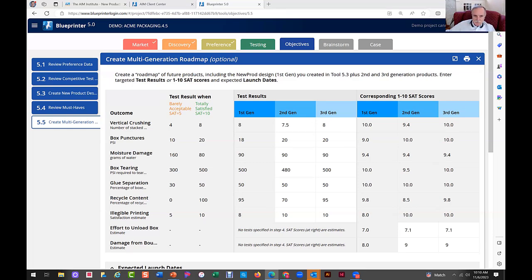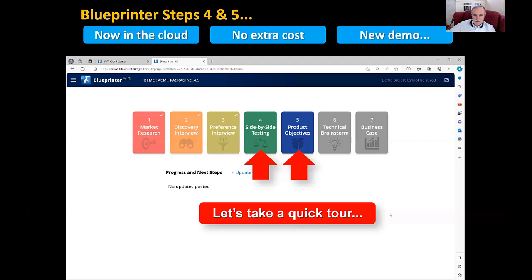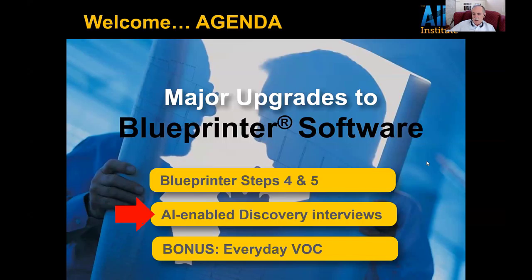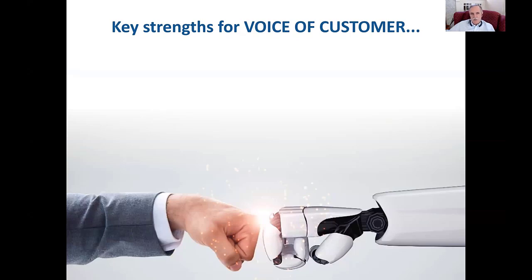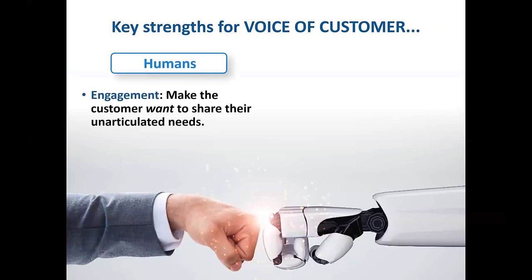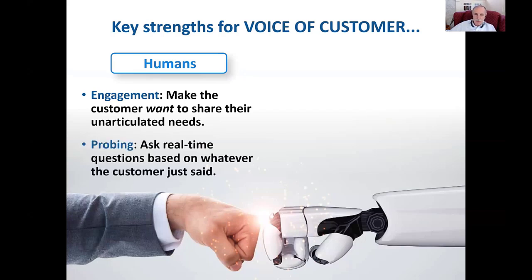Let me now, though, go back to the PowerPoint slides, and let's talk about the next topic, AI-enabled discovery. And Scott's going to give us a little tour of this in just a minute, but let me give you the background on this. So what are humans really good at? Well, we're pretty darn good at engaging other humans. You know, when you really show interest in your customer, they just want to tell you more. So that's pretty good. You're also pretty good at asking questions based upon what the customer just said.